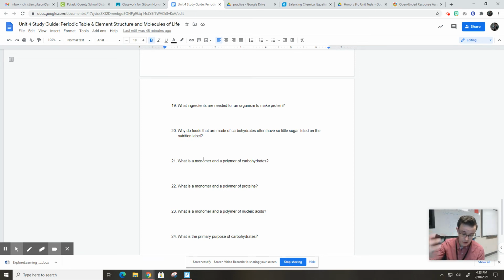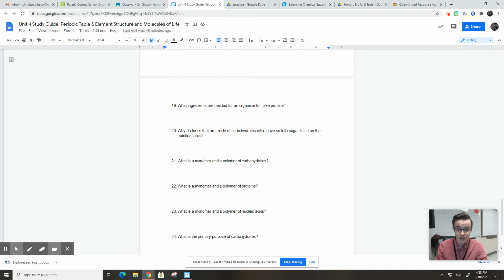So if you eat a piece of broccoli or a piece of celery, if you're to look at a nutrition label for the container that was in, it's going to show very little amounts of usable sugar, even though almost 100% of that thing that you're eating is carbohydrates. That's because there are really complex carbohydrates that we cannot digest.